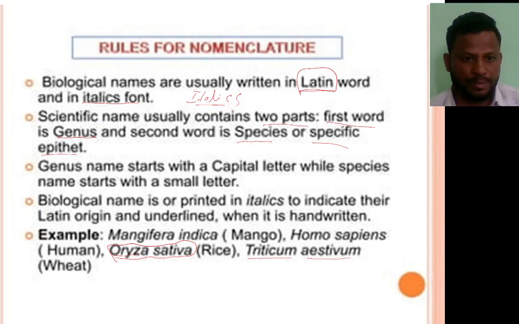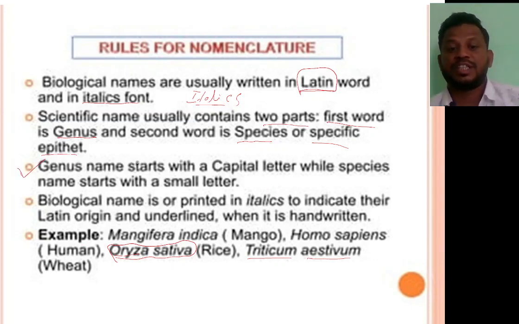And the third rule: the genus name starts with a capital letter, while the species name starts with a small letter. Here we can see the first letter written in capital, and all the rest are written in small letters. And here you can see Homo sapiens, Triticum, or Zea mays: the first letter must be written in capital, and the remaining letters in small alphabetic form.